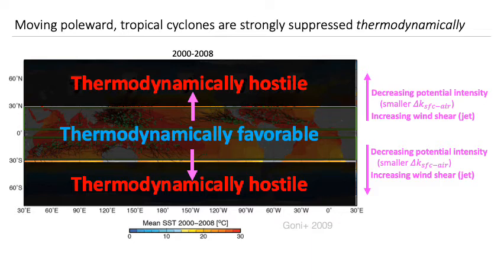And that is tied to decreasing sea surface temperatures. And then you also have rapidly increasing wind shear, which is a big part of this too. You have the jet stream. Tropical cyclones do not like the jet stream. That induces significant wind shear.